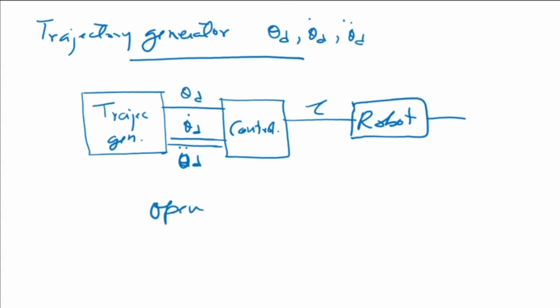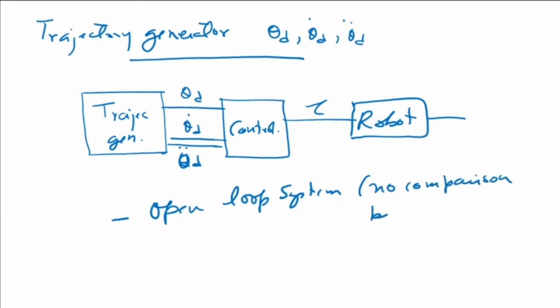So this is an open loop system, so there is no comparison between the output; the desired and the actual are not being compared. So this is open loop, so no comparison between desired and actual. Now why is that required?